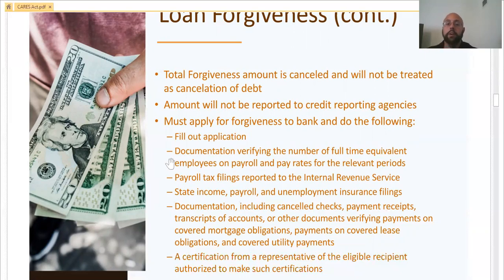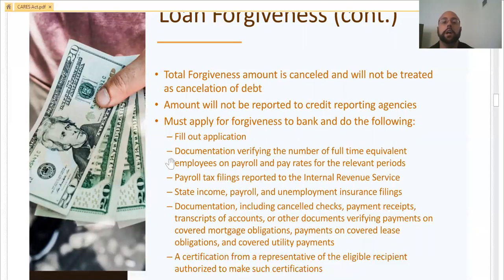All right. Now, the following list below outlines some of the things that are needed for the forgiveness application. I don't want to get into too much detail because there's been so many changes to this law that there's likely going to be more changes regarding the application process for the forgiveness. These are some of the things that they're going to look for. Okay, so keep that in mind when you're calculating this.